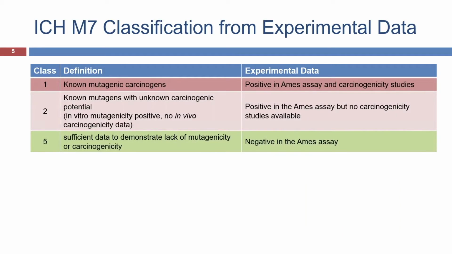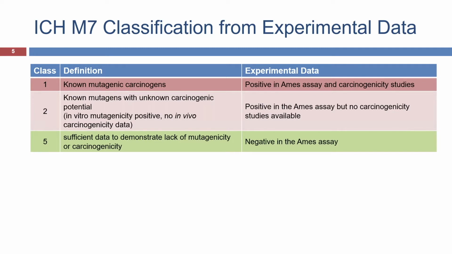This information is based on experimental data, and based on these results, a class 1 will be a compound that is a known mutagen carcinogen. That means that it has positive Ames assay data or other data that indicates that this is a mutagenic compound, and there are carcinogenicity studies available.